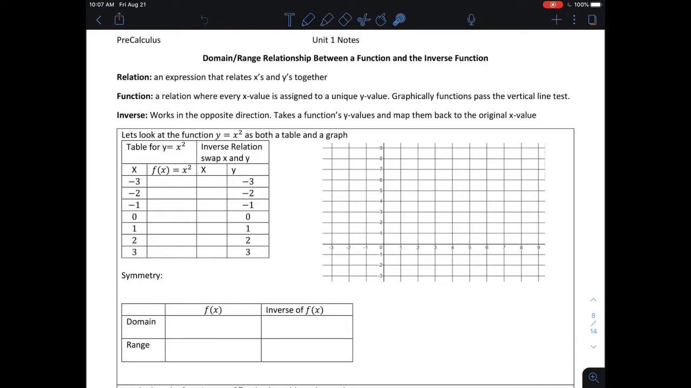A function is a relation where every x value is assigned to a unique y value, and graphically, functions will pass the vertical line test. An inverse works in the opposite direction, so it will take the outputs of a function, the y values, and it will map them back to the original inputs for the function. So it takes a y and maps it back to an x.